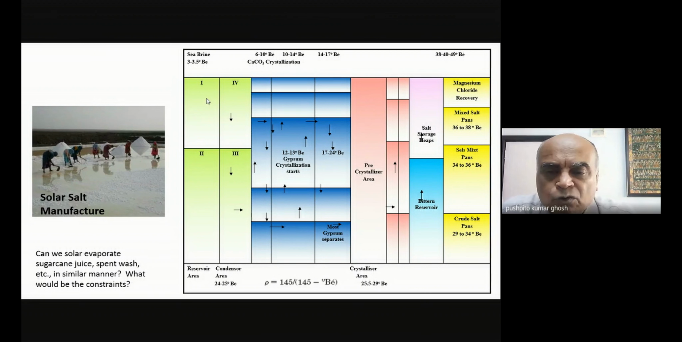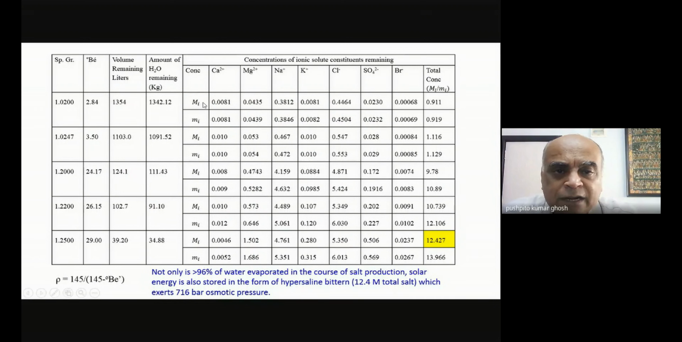And along the way, you start separating out all the impurities in seawater through a process of fractional crystallization. So let us look at what are the things that are present in seawater. You have got calcium, magnesium, sodium, potassium, chloride, sulfate, bromide. There are many other things, but these are the main constituents. Now, when we say seawater, we are talking about a specific gravity of about 1.025. This is a different way of expressing density of seawater, which the two are related by this equation. And this is known as the Baumé scale of density.